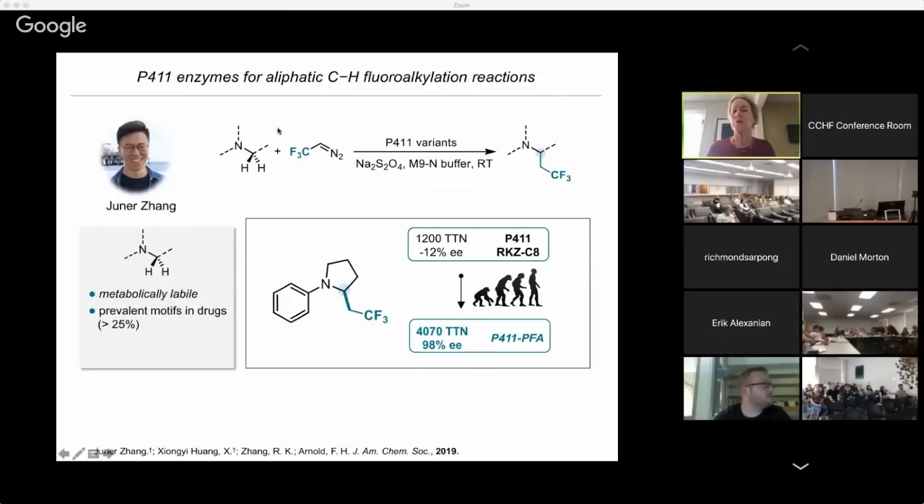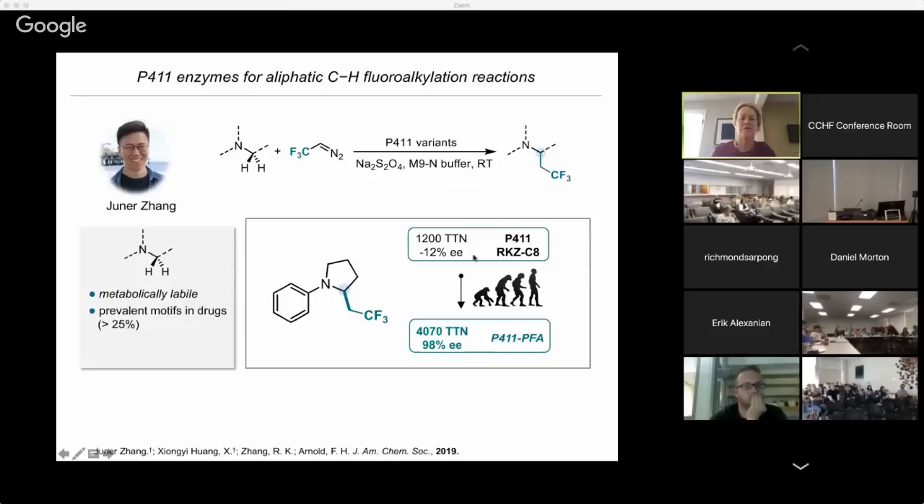fluoroalkylation at positions, carbons alpha to a nitrogen. So we just heard some interesting chemistry along those lines from Eric. Here's a carbene transfer mechanism that can do that using variants of P411. And these are, as you heard, interesting substances because this position alpha to the nitrogen is often metabolically labile and it's prevalent in drugs. So you'd like to be able to do modifications there. And the introduction of fluoroalkyl groups could be quite interesting.